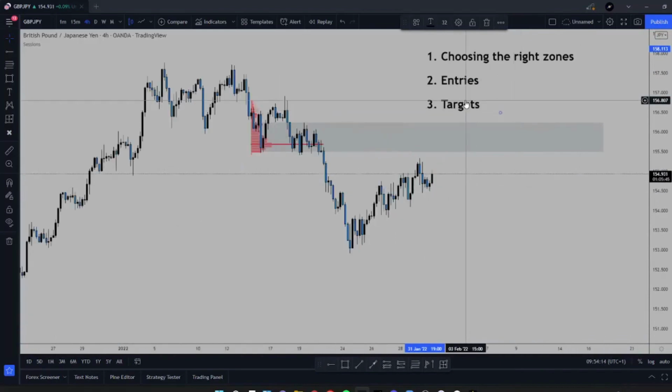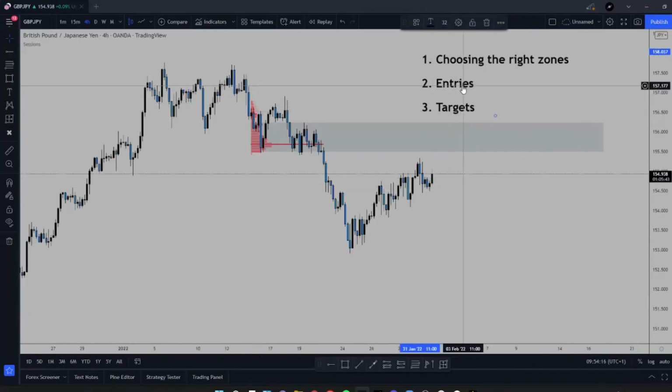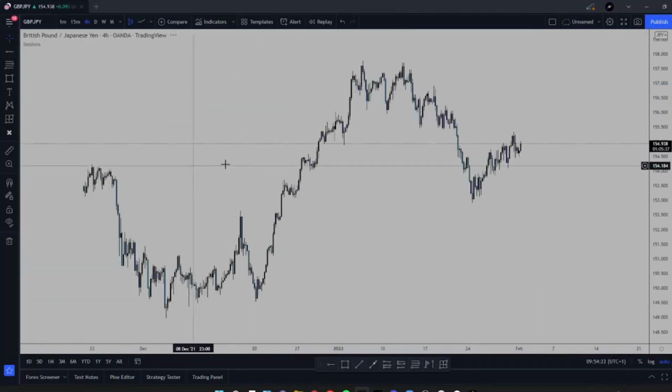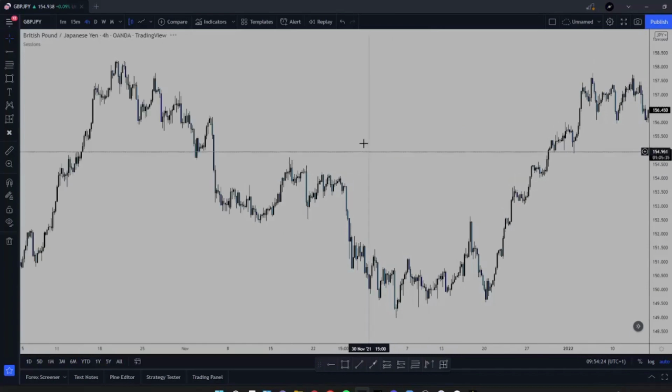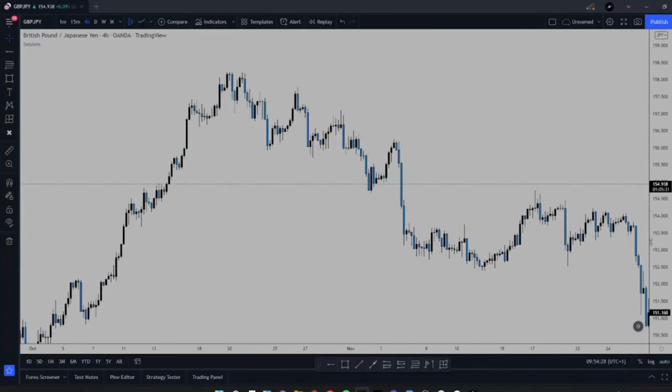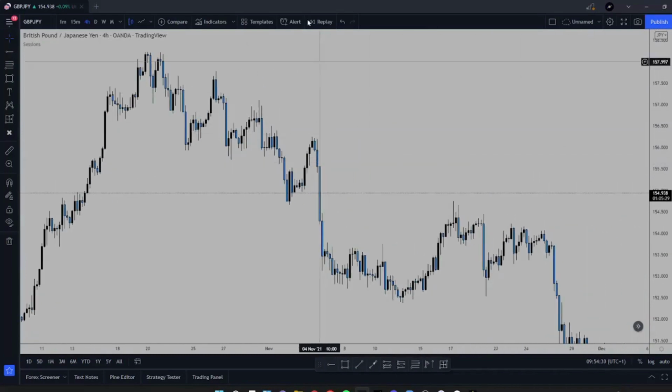And we are going to cover entries right now. I remember a certain trade that I took a while ago where this could be a beautiful example. All right, so we're going to look at entries.